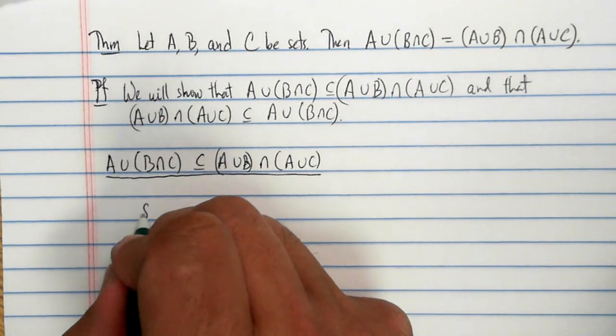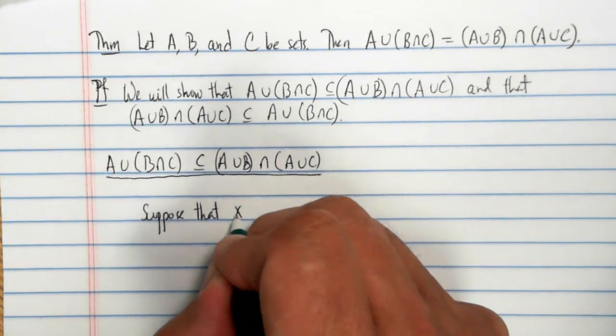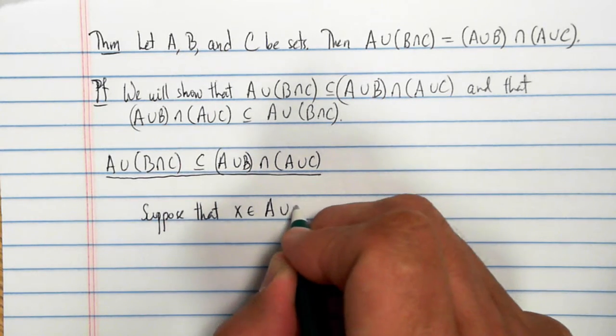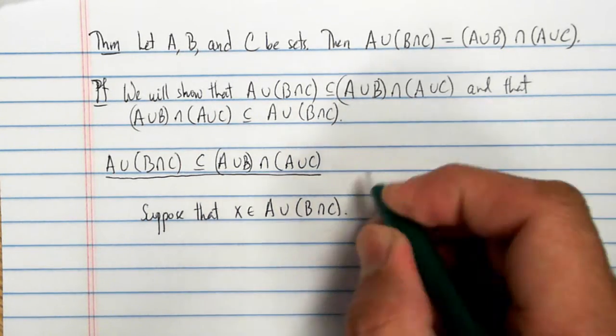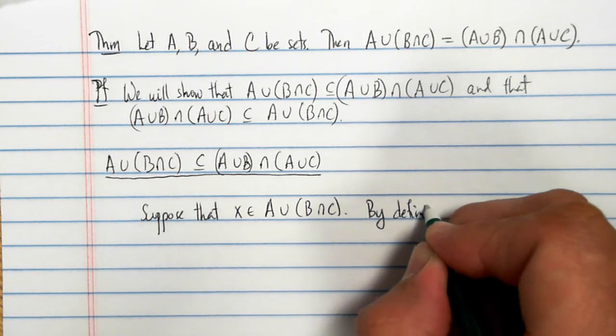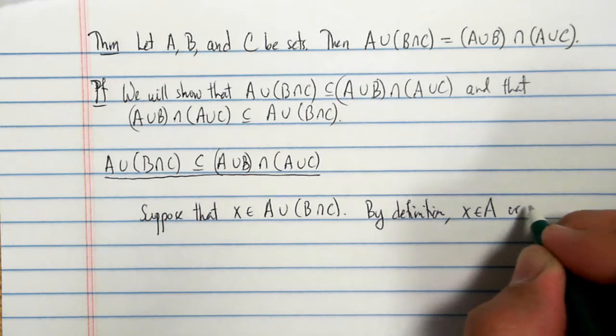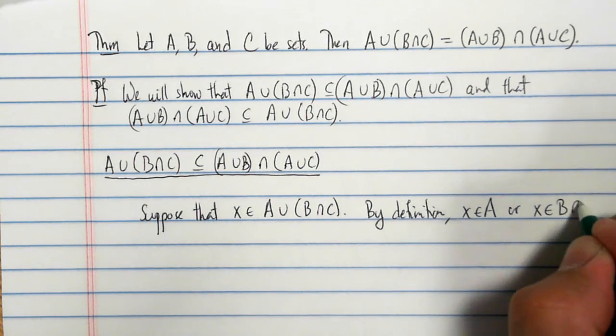Okay, suppose that X is an element of the left-hand side. By definition, X is an element of A, or X is an element of B intersect C.